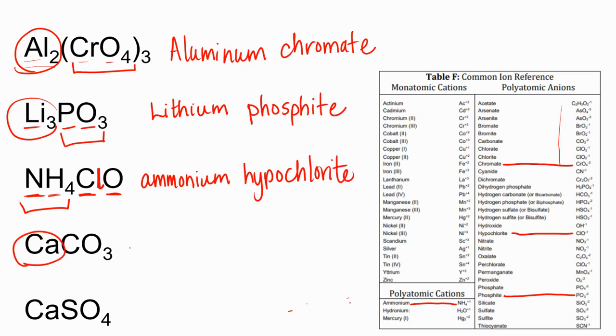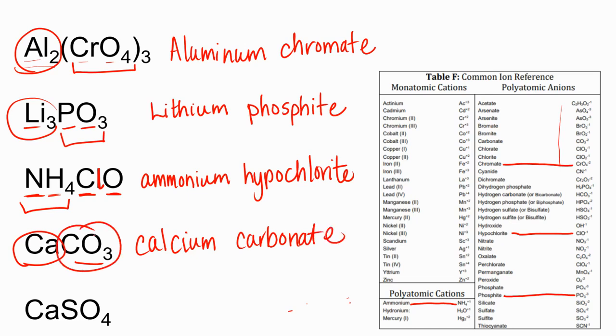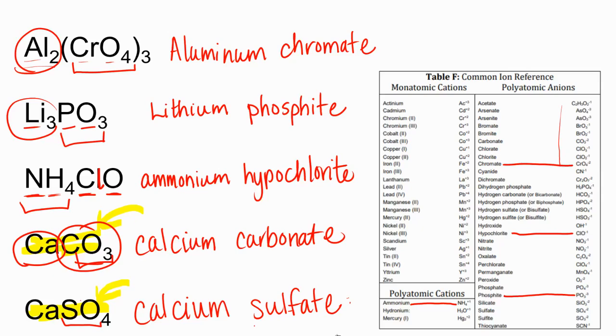We have calcium here with CO3, carbonate. And lastly, calcium with sulfate. Calcium carbonate and calcium sulfate were key polyatomic ionic compounds that are commonly found in chalks.